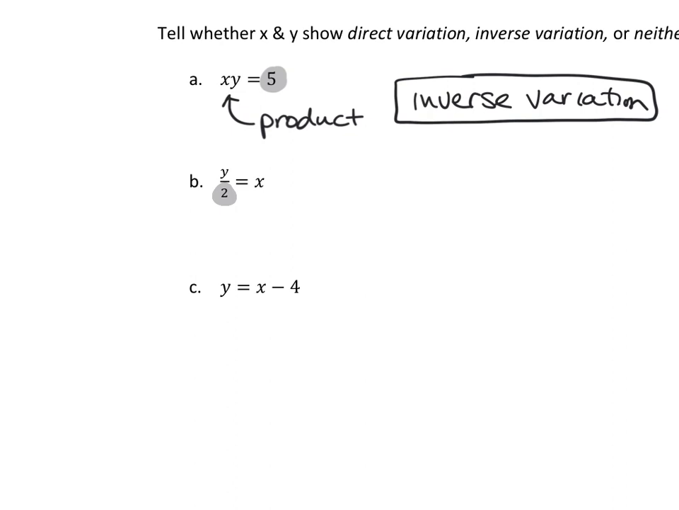Well, first things first, it's in the denominator, and I don't like it being there, so I'm going to multiply both sides by 2 so that I can get that 2 out of the denominator. I would have the equation that says y equals 2x.